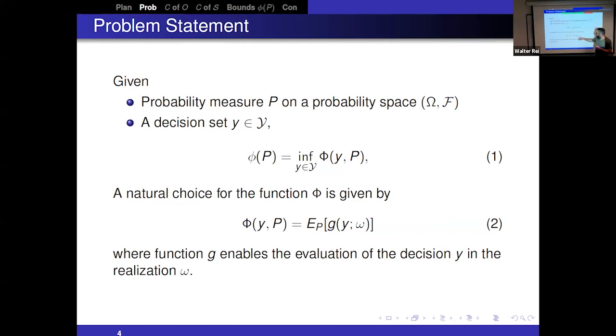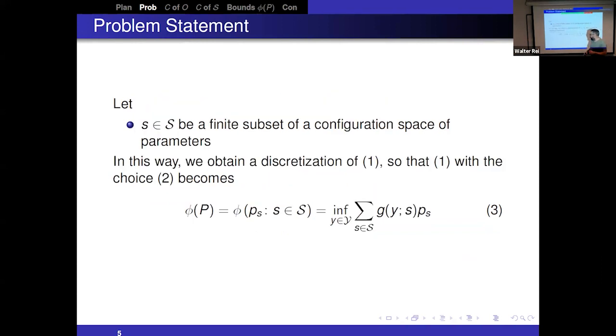And what we have here is this function g that enables the evaluation of a specific solution Y under a given realization considering the probability space. So we're basically just trying to find a Y that minimizes the expected value. Okay, so this is the problem.